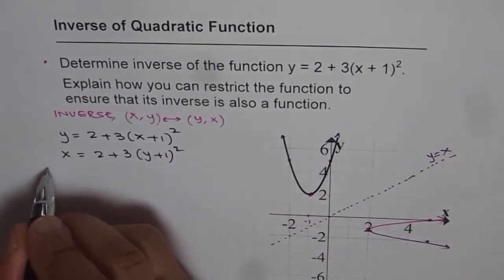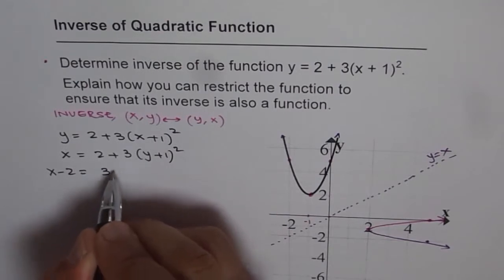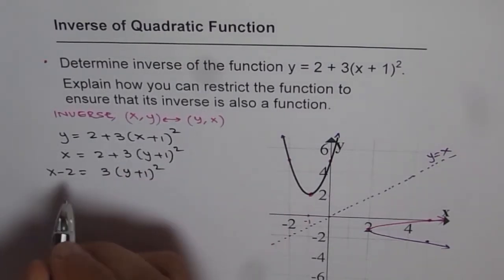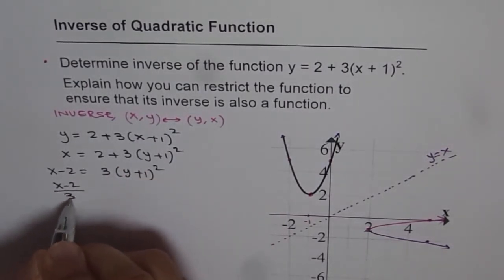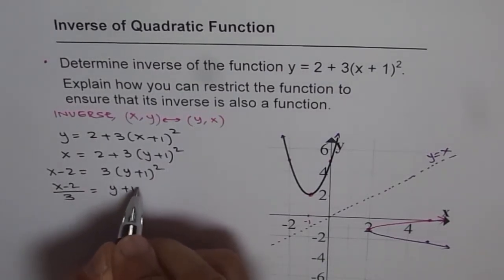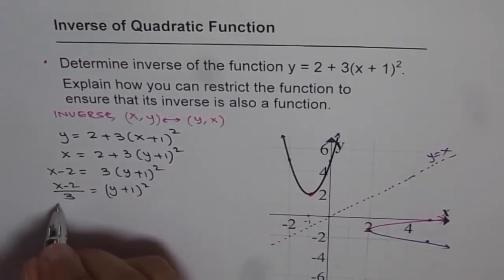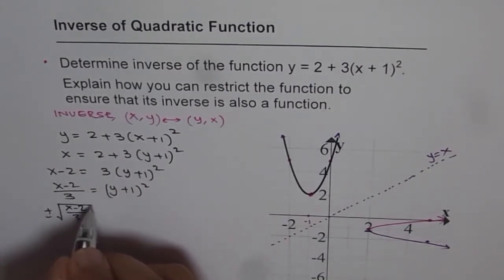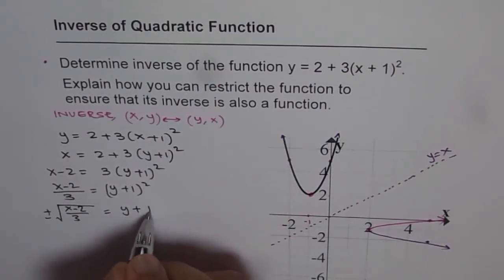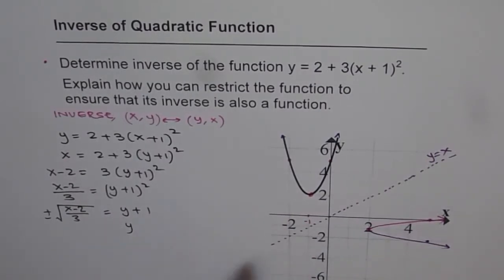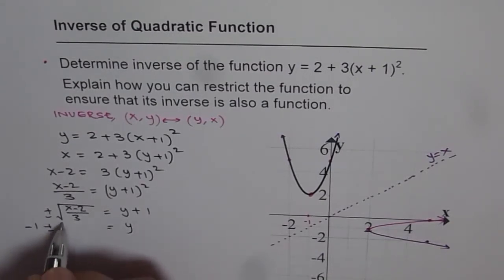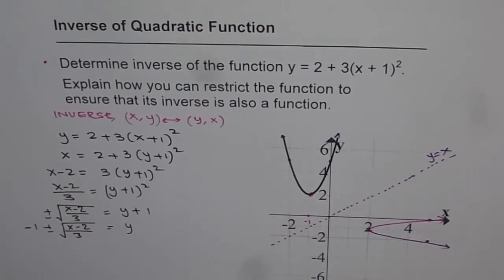So we get x minus 2 equals 3 times (y plus 1) whole square. It becomes (x minus 2) divided by 3 equals (y plus 1) whole square. And we can do square root with plus and minus. So we get square root of (x minus 2) over 3 equals y plus 1. And from here we can write y equals minus 1 plus and minus square root of (x minus 2) over 3, right? So that becomes the inverse of our function, right?